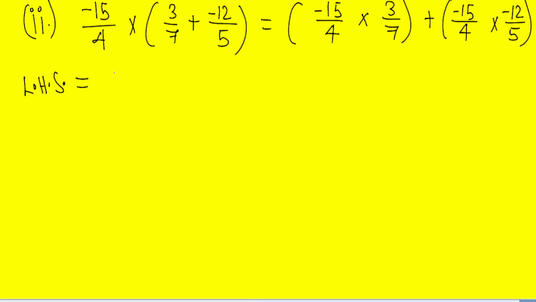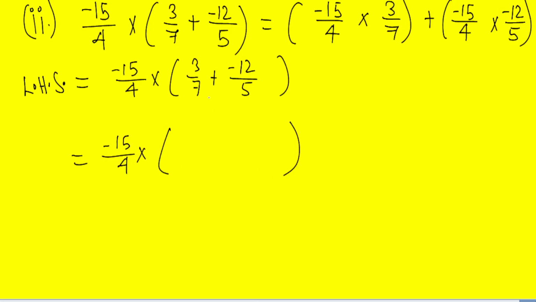So here minus 15 upon 4 multiplied with (3 upon 7 plus minus 12 upon 5). Minus 15 upon 4 will remain as it is. In this bracket we will take the LCM of 7 and 5. You already know that there is no common multiple of 7 and 5, so we will just multiply these two numbers. So LCM of 7 and 5, we don't need to write it, you can do it orally. 7 into 5 is what? 35. So the LCM is 35.